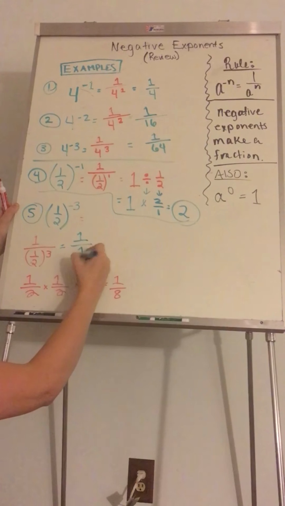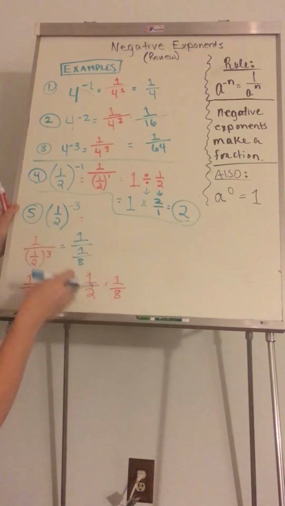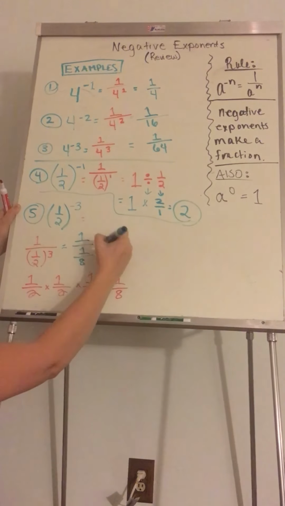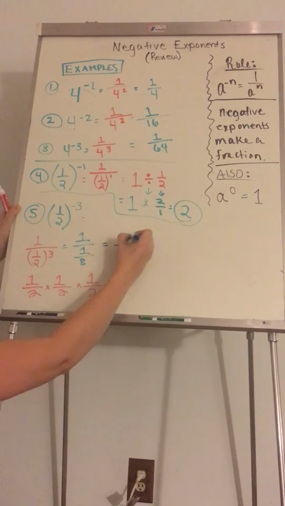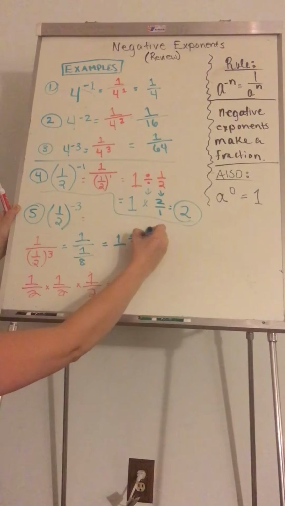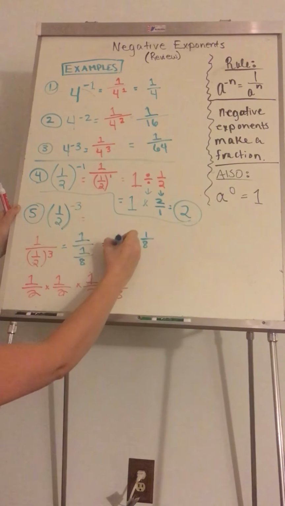So, that being said, I then have this equals 1 over 1/8. Now, again, I'm going to change that from a vertical division problem to a horizontal one, just because I think it makes a little bit more sense visually. So then I have 1 divided by 1/8. Make that a little bit more clear to see.